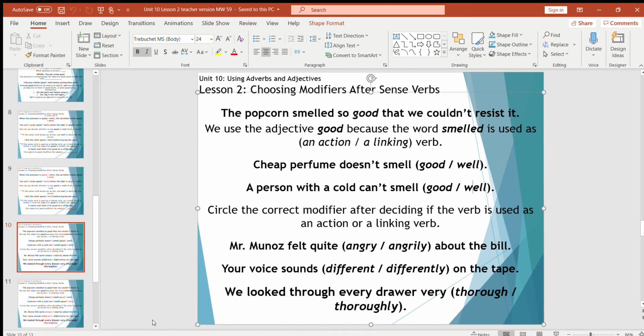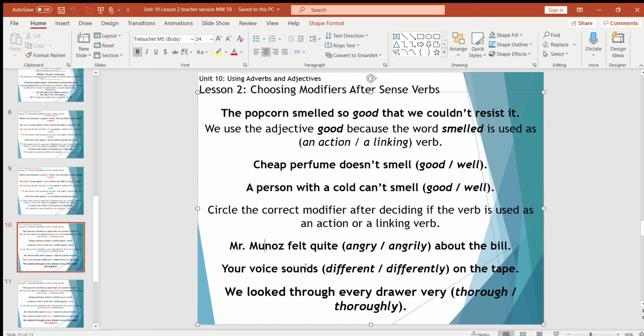So, circle the correct modifier after deciding if the verb is being used as an action verb or a linking verb. Mr. Munez felt quite angry or angrily about the bill. Okay, so with this felt, either he's physically feeling something or he just is quite angry. Which one? He just is angry. Adjective form describing Mr. Munez. Your voice sounds different or differently on the tape.